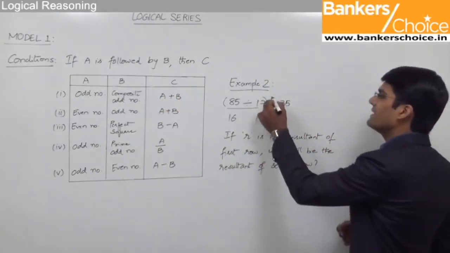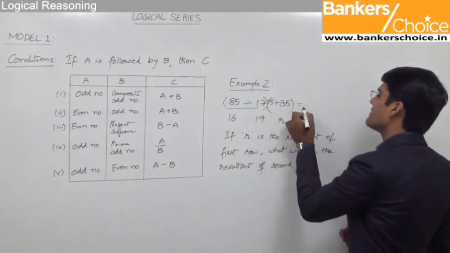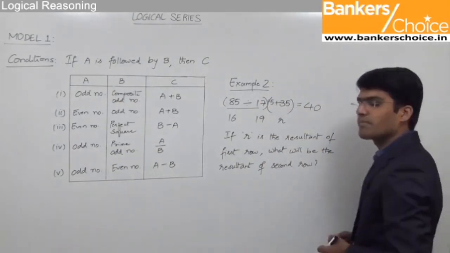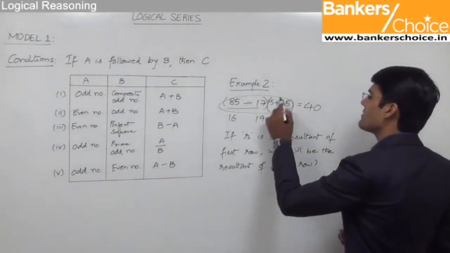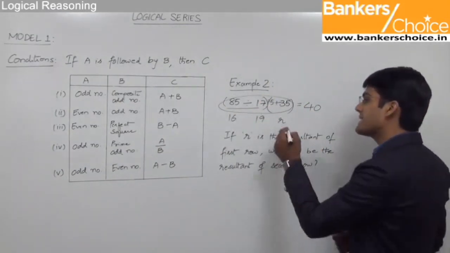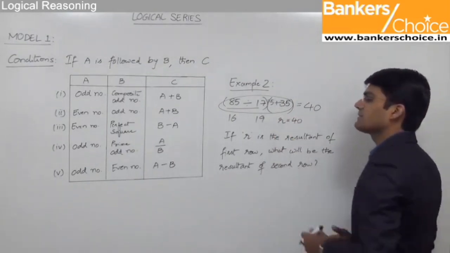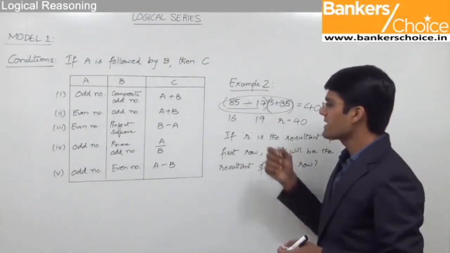So by adding 5 and 35 we get the resultant of first row as 40. So we can say that the resultant of first row is 40, and that itself will be the value of R. Let us now find out the resultant of second row.